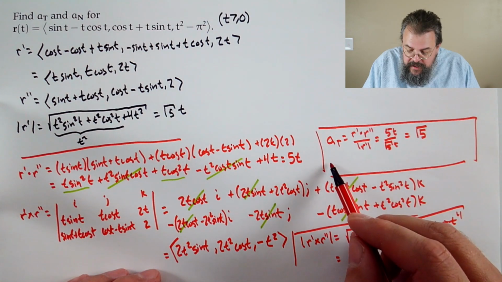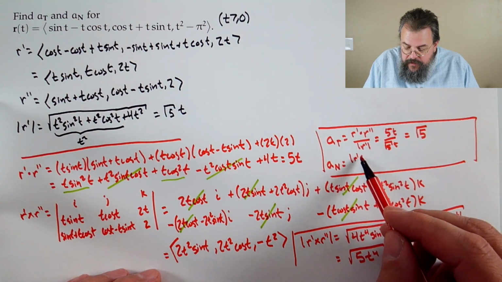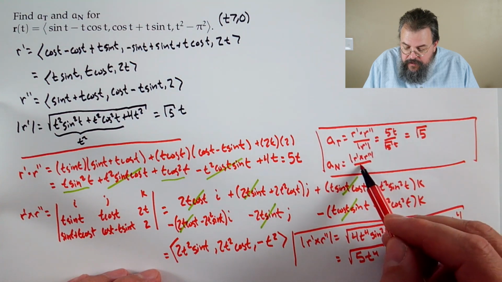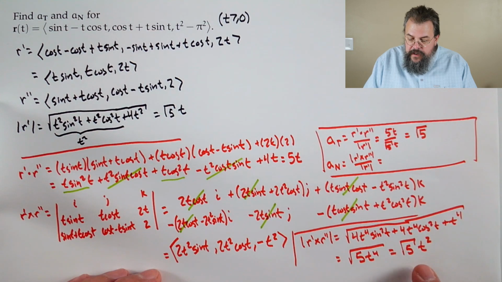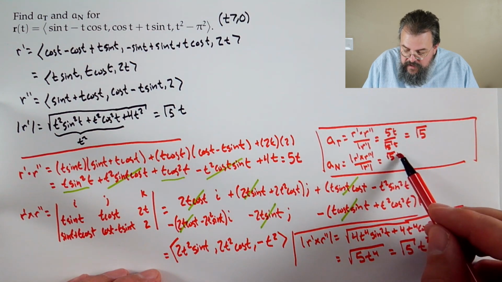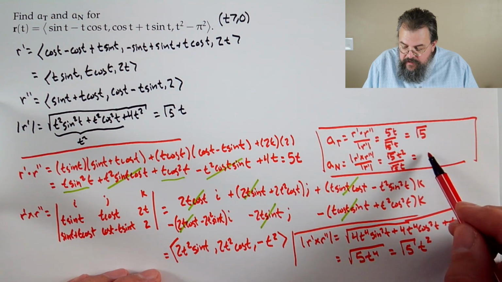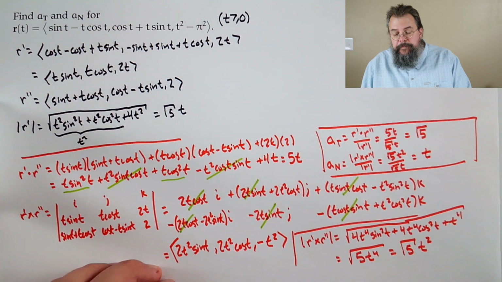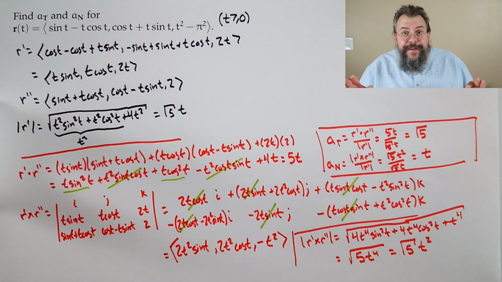How about a sub n? Well, that's the magnitude of r prime cross r double prime over the magnitude of r prime. Okay, well, upstairs we have square root of 5 t squared. Downstairs, square root of 5 t, and that simplifies to t. So there's a sub t, and there's a sub n, and we're done.